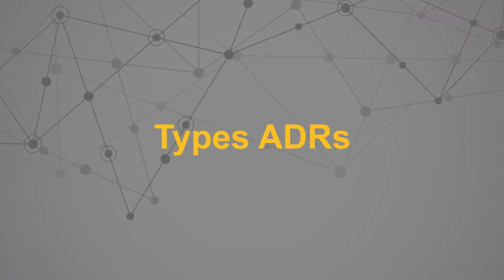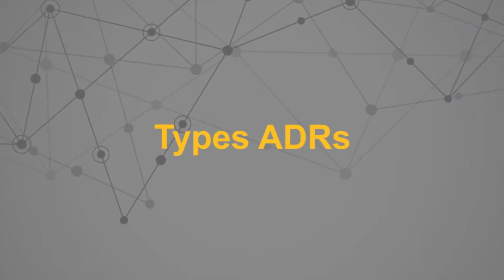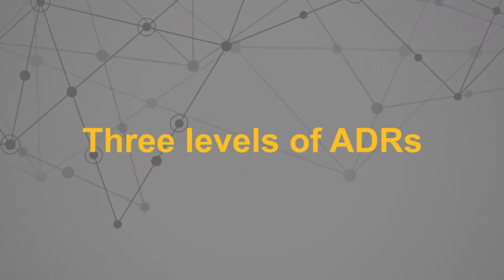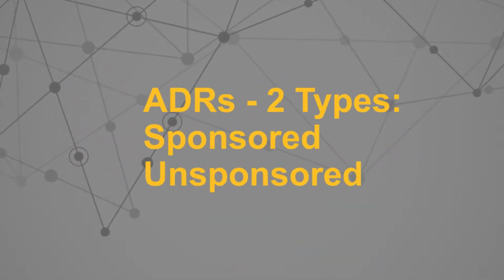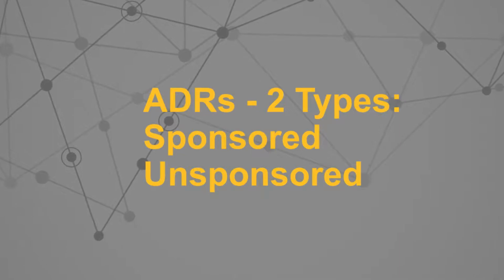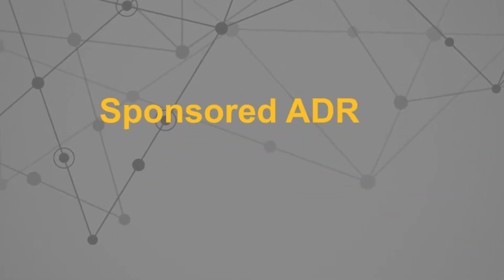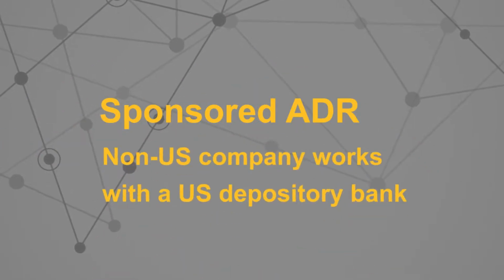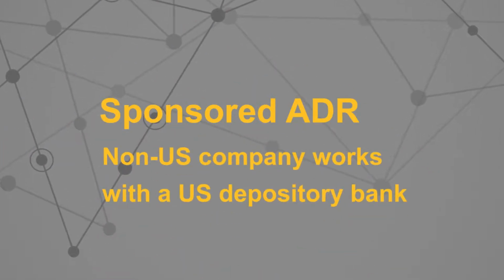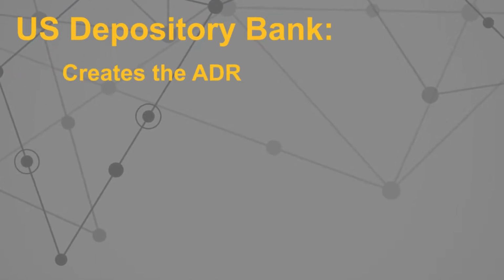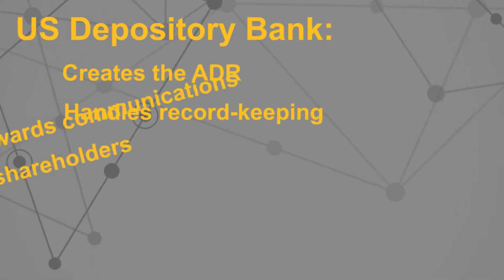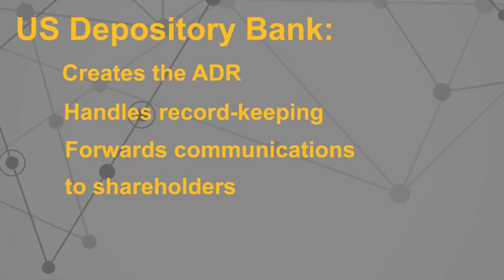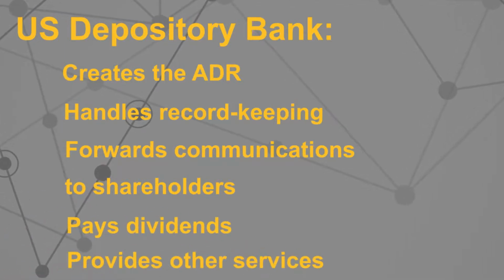Now we will discuss the different types of ADRs and the 3 different levels of ADRs. There are 2 types of ADRs, sponsored ADRs and unsponsored ADRs. A sponsored ADR, as the name implies, is one that's sponsored by the company. The way this works is that the non-US company works with a US depository bank which creates the ADR and handles record keeping, forwards communications to shareholders, pays dividends and provides other services.